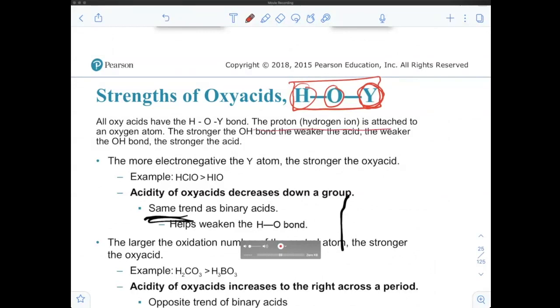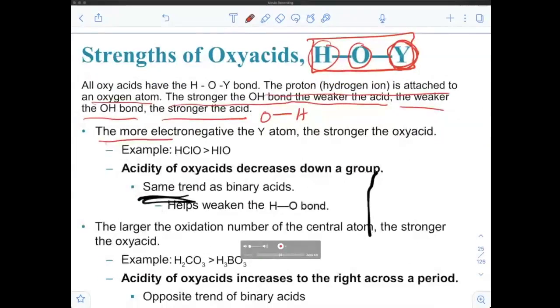So we're told here the proton is attached to the oxygen atom. The stronger the OH bond, the weaker the acid, because once again, that hydrogen is being held very strongly. The weaker the OH bond, the stronger the acid, because if the bond is weak, that H can come off very easily. Okay? So we're being told the more electronegative the Y atom, the stronger the oxyacid, like I just mentioned.